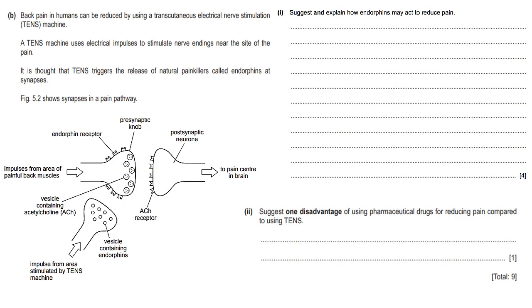All right, let's look at B. Over here, it says back pain in humans can be reduced by using a transcutaneous electrical nerve stimulation machine. So that's a TENS machine. A TENS machine uses electrical impulses to stimulate nerve endings near the site of the pain. It is thought that TENS triggers the release of natural painkillers called endorphins at synapses. And then they show you a synapse, okay? So if you again have watched the videos on chapter 15, this is not foreign to you.